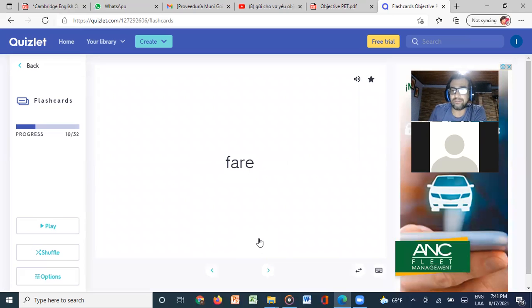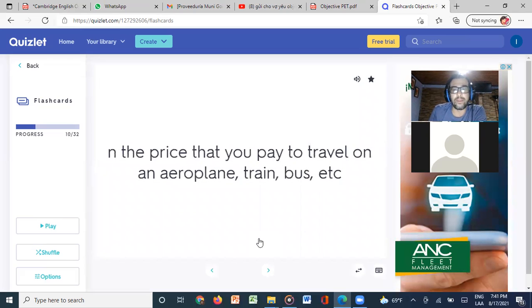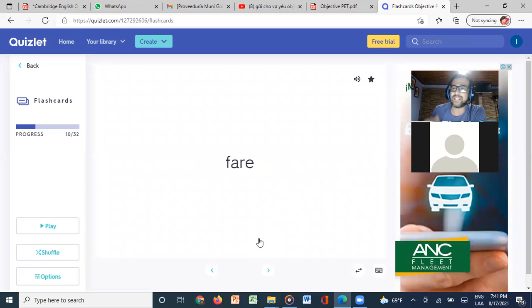Now, number 10, fare. Well, what's the meaning of fare? The price that you pay to travel on an airplane, train, bus, etc. So you can say, what's the fare? If you go to a bus station, for example, you can ask, what's the fare to travel from Chicago to Wisconsin or whatever, right? So you just ask the fare. If you're going to pay for a means of transportation, you don't say what's the price. You say what's the fare. So this is something very important and useful, right?